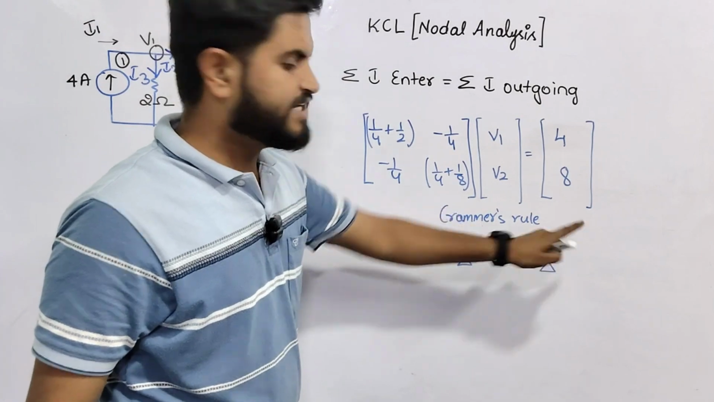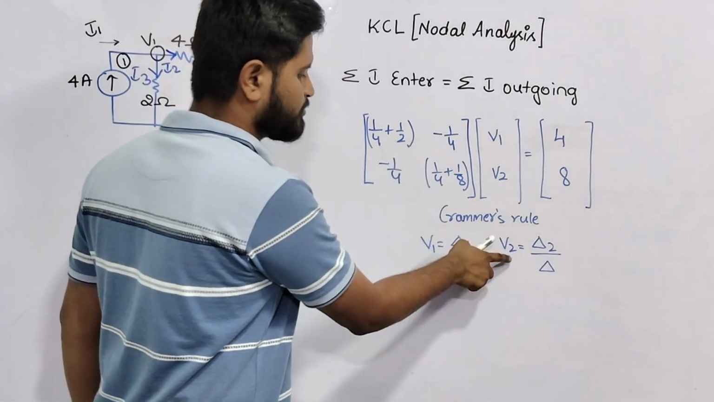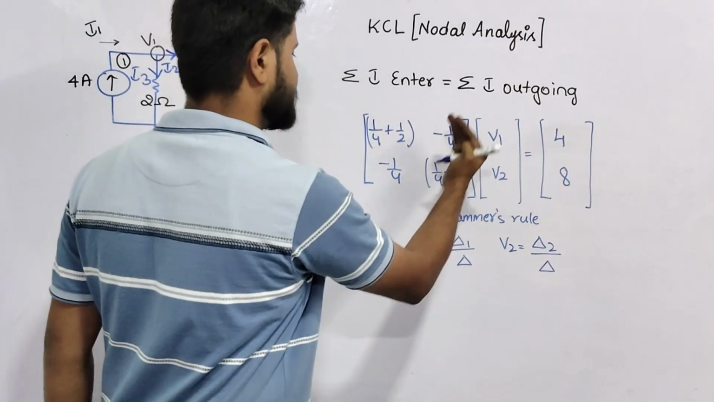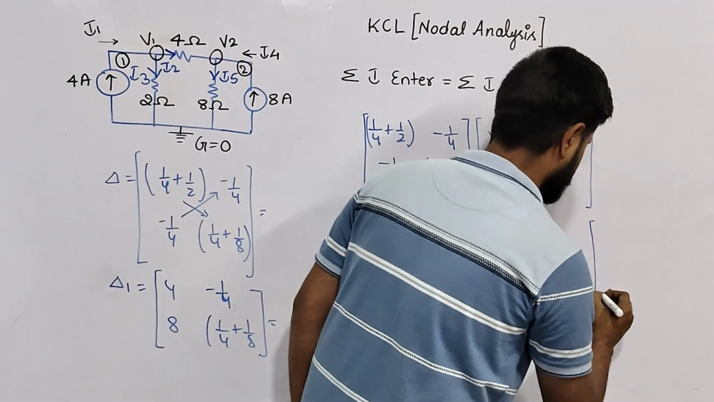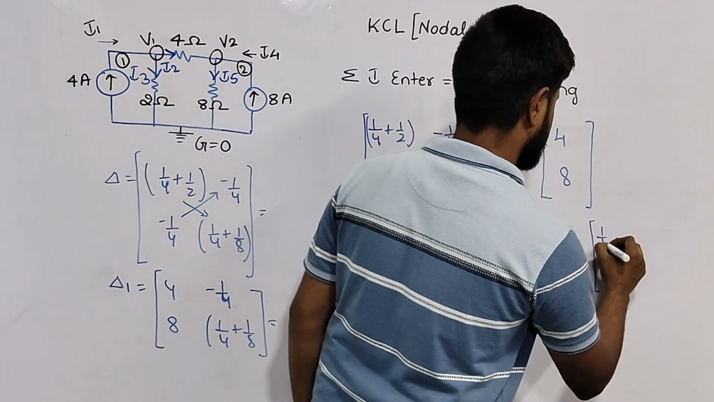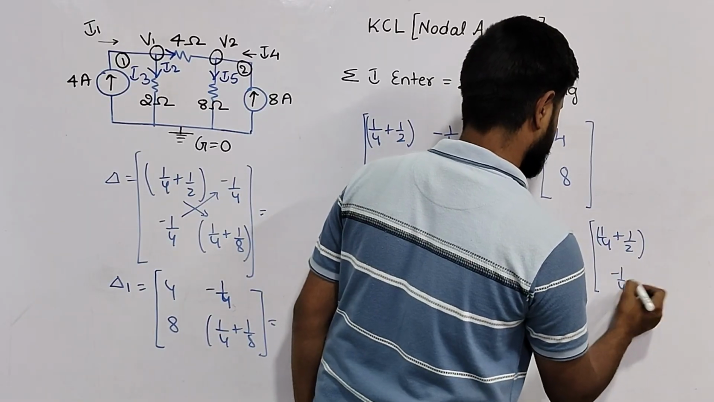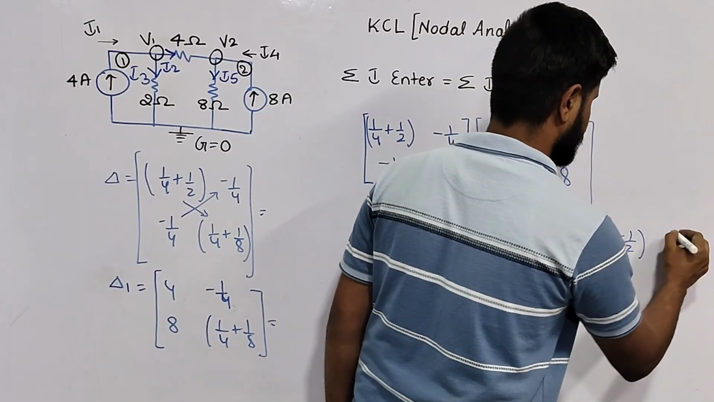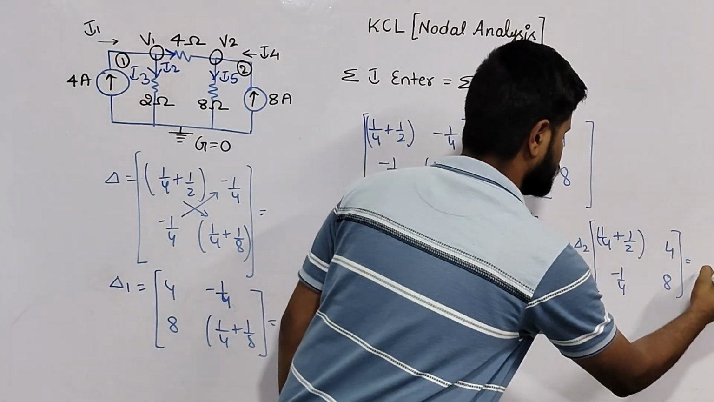How to find the delta 2 value? Delta 2 means you will replace in the place of V2. So the constants will be in the place of V2. So I will write here: 1 by 4 plus 1 by 2 will remain as it is, minus 1 by 4. Here the constants will come at the V2 places for delta 2.